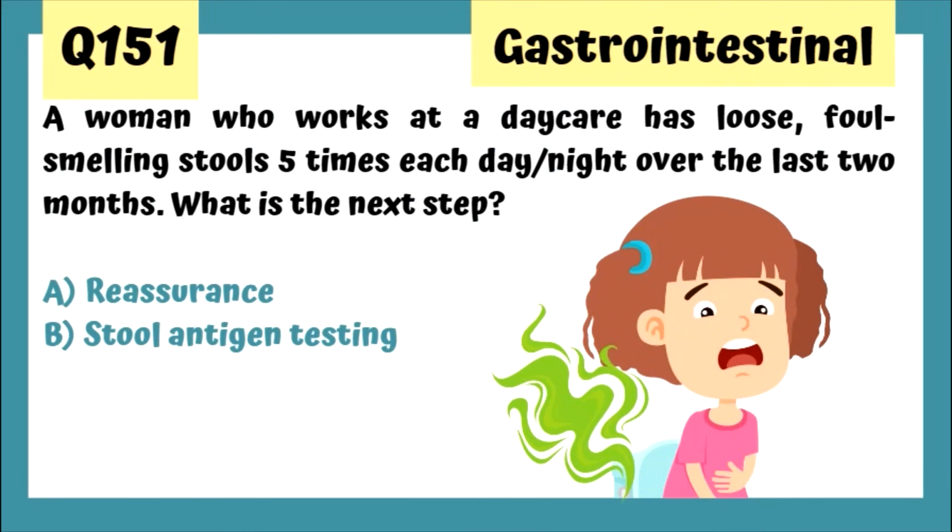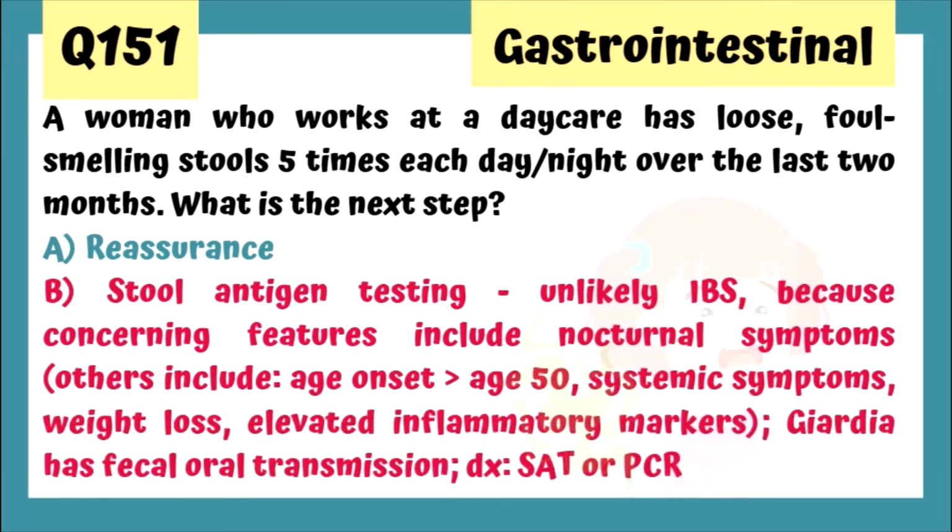Question 151. A woman who works at a daycare has loose, foul-smelling stools 5 times each day and night over the last 2 months. What's the next step? So they're day and night. When it's at night also, there's diarrhea. It's really concerning. We don't want to just go with reassurance. We want to get stool antigen testing. For example, for Giardia, we would do stool antigen testing or PCR.